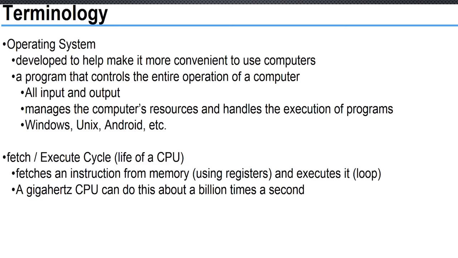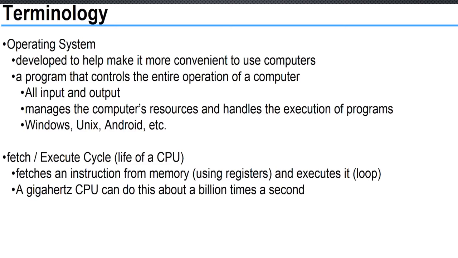An operating system is a program that makes interaction easier between a computer or a system and a user. It is a program that controls the entire operation of a computer. For example, if you are going to uninstall an app in your mobile, say some app XYZ, you just click on it and uninstall it.